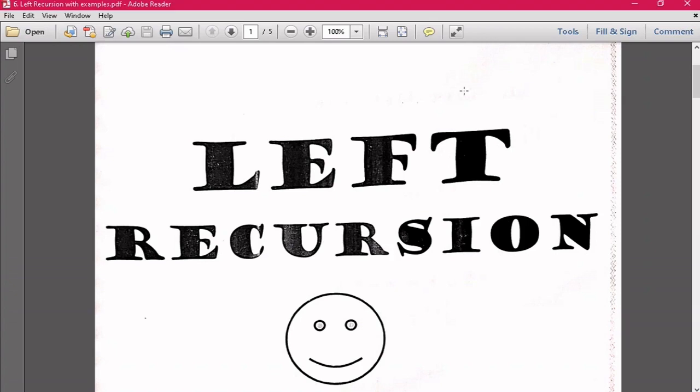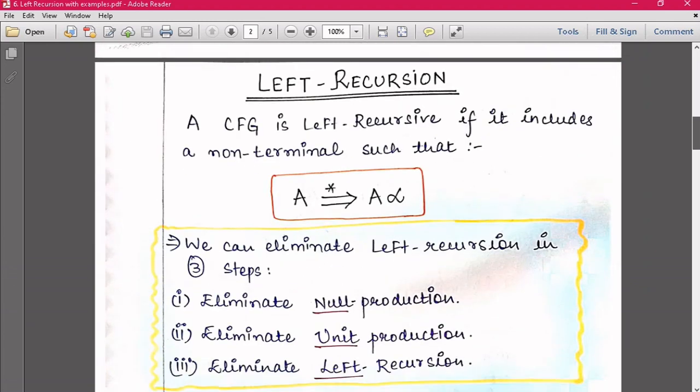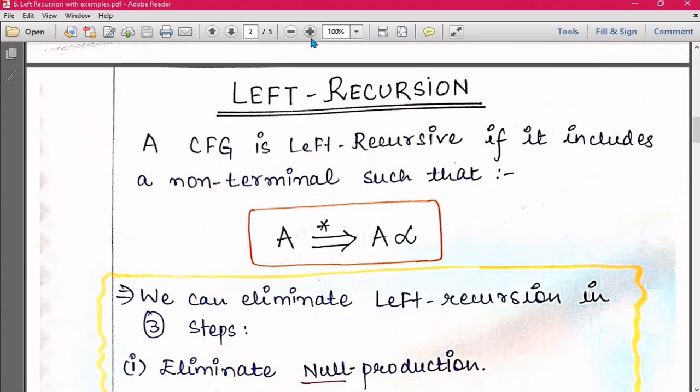Hello everyone. In this lecture, we will study left recursion. Now, this term is very relevant when you do parsing. So, let's understand left recursion. What is left recursion basically?